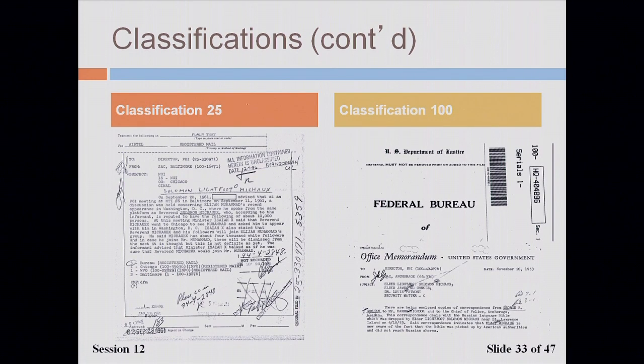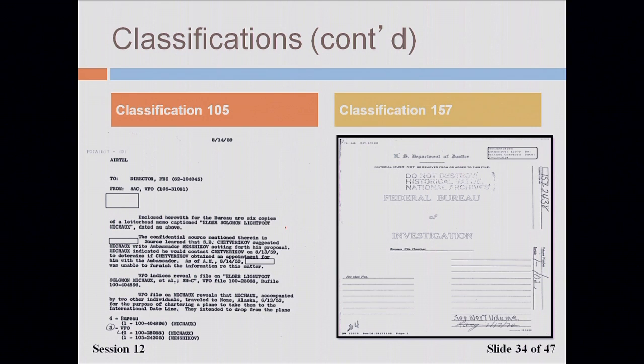Other examples here are just class 25 and classification 100, which is a large set of records that we do have in our custody at the National Archives. So these are just examples of how the documents may look once you get into the case files, and then you will read within to get the content from the case file.